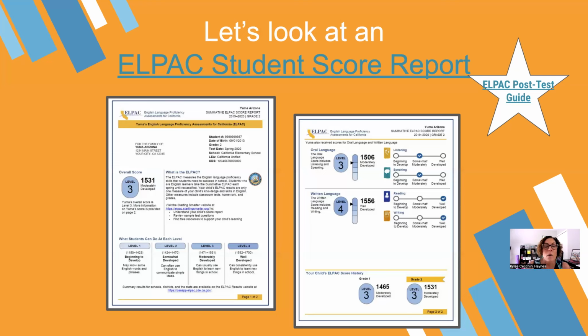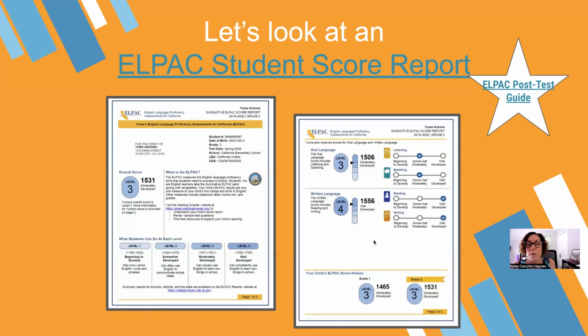Now, here on page 2, it breaks that overall score down into oral language and written language. Our oral language, we know, included the listening and speaking tests. Remember I said that this is out of 3 for the listening and speaking tests. So she's a 2 out of 3 for both. The overall score for oral language was a 1506, level 3. I like how it shows this sort of thermometer, because you can see again that with her oral language, she's right on the cusp.